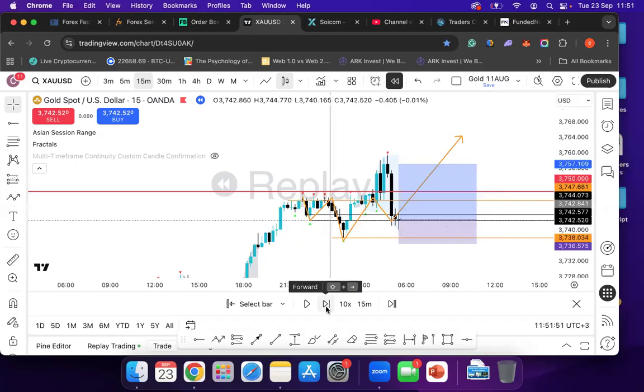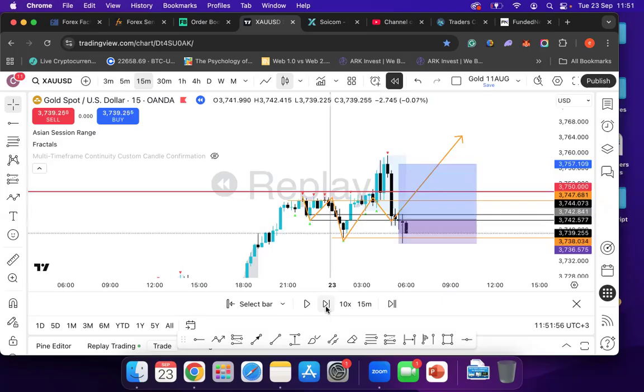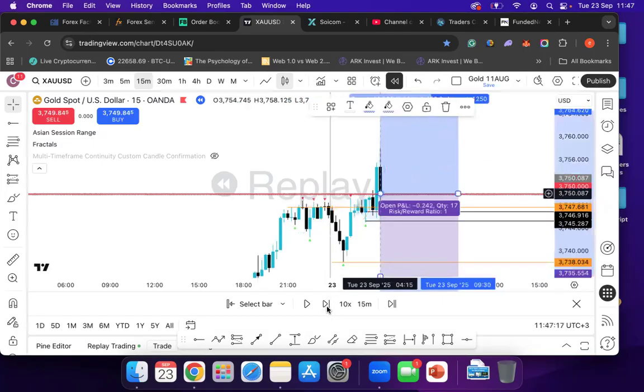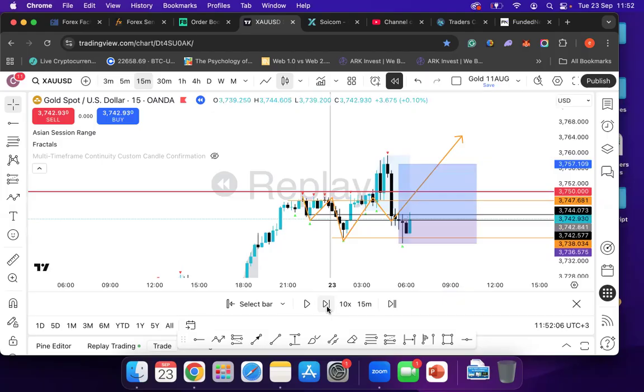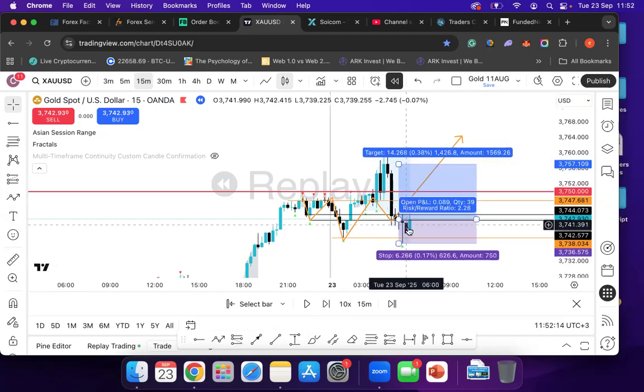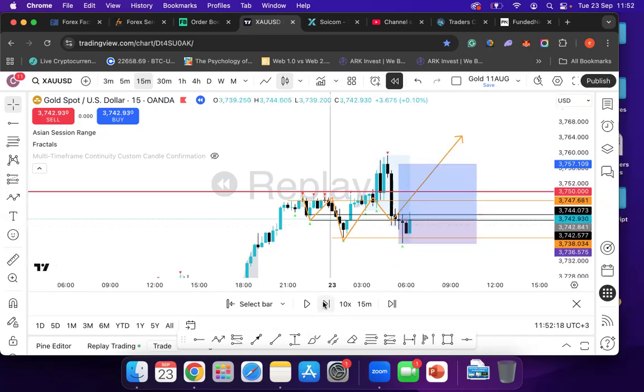So let me play. It was a long wick, but it didn't stop me out. If you don't have a good broker, that spike can take you out. It didn't take me out. But if you don't have a good account, you just wait for a bullish engulfing like this one. You enter from this point. So let's replay.